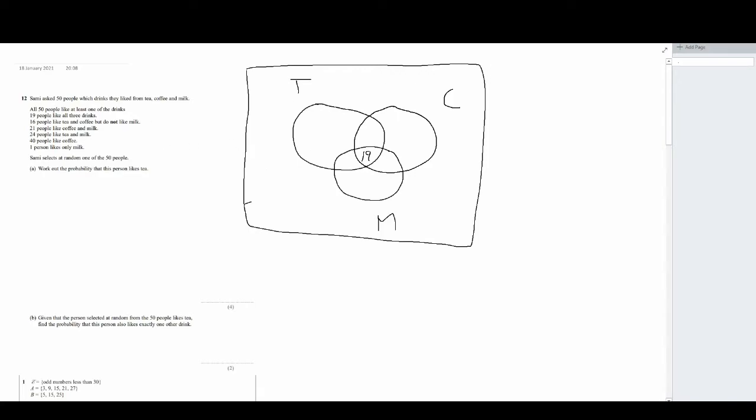So if we go through to the next statement, 16 people like tea and coffee, so T and C, but not milk. So there are 16 people who like tea and coffee but not milk. We can't put them in here, because that says that they like milk. Here's the tea and coffee only section.